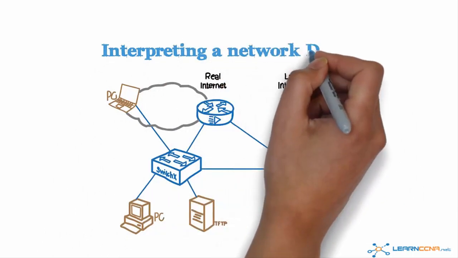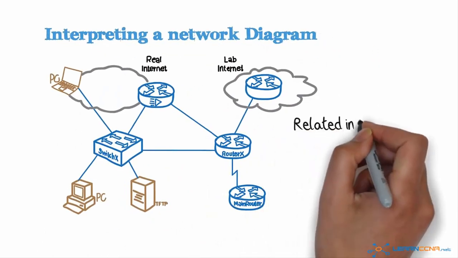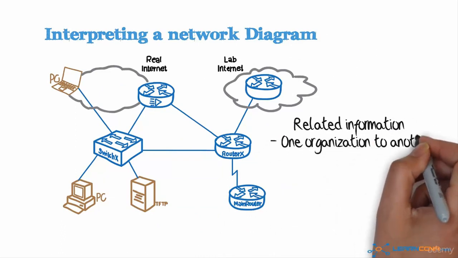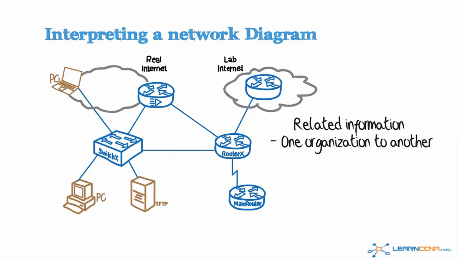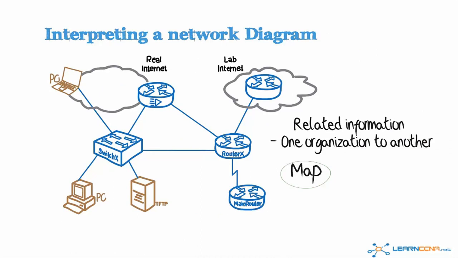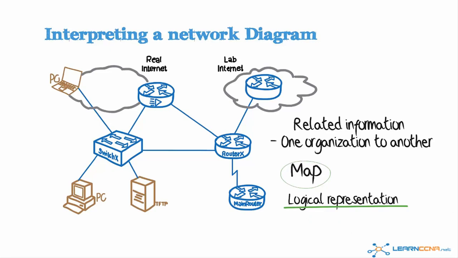One of the skills that you'll need to gain as a network engineer is how to interpret a network diagram. A network diagram captures network-related information, and the amount of information varies from one organization to another. A network diagram is essentially a map of the network and illustrates the logical representation of the devices in the network and helps clarify how the devices are interconnected.